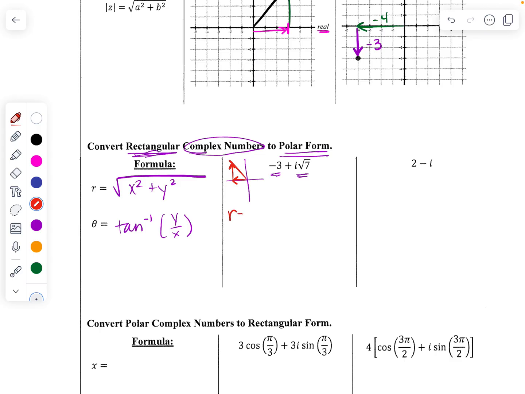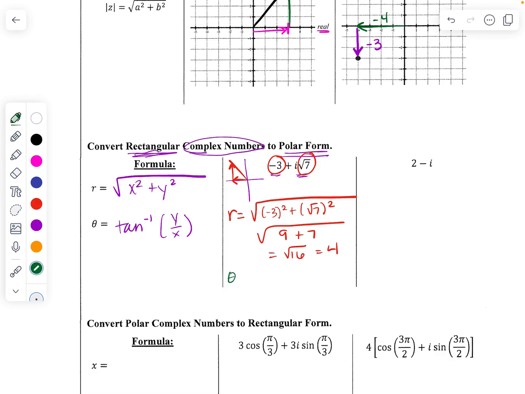So let's look for the radius. Remember, we're going to go x, which is -3 squared, plus, remember, even though this is an x, this is the imaginary component, which is its y value. So it's the root of 7 squared. So this becomes positive 9 plus 7, which is the root of 16. That reduces to 4. So there's our radius.